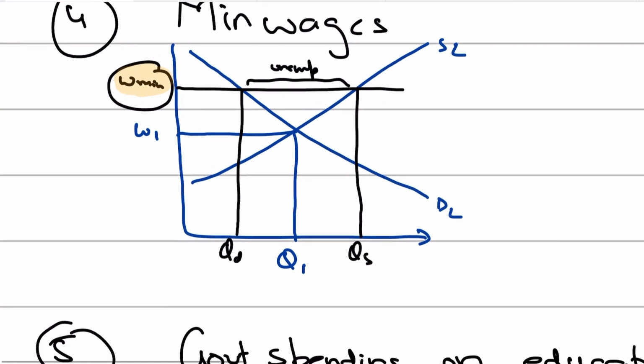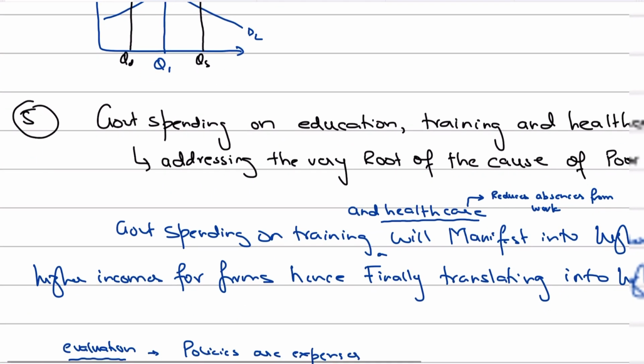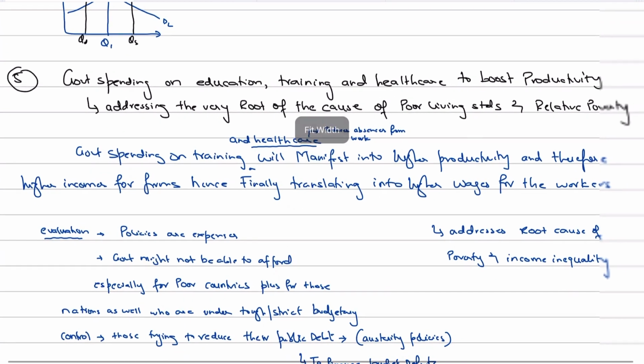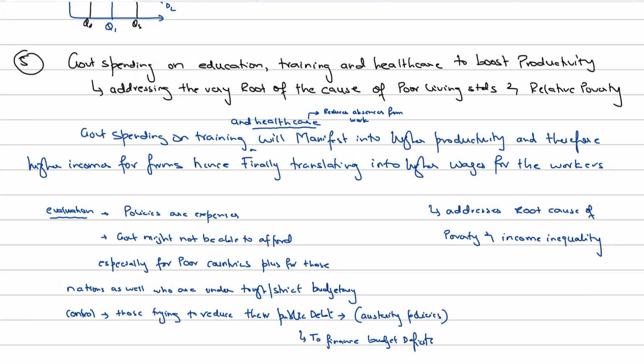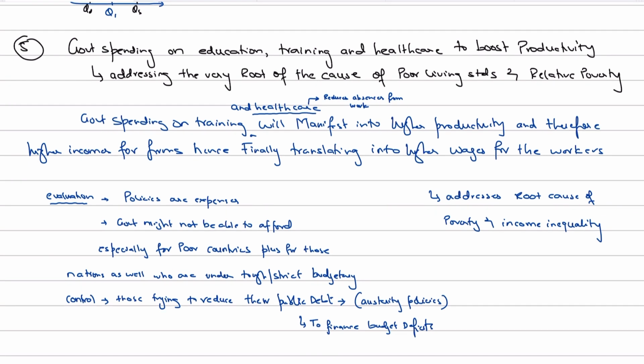Now, another thing that you could mention is that apart from just governments coming up with minimum wages and implementing taxation policies, adjusting taxes and bringing out progressive taxes and reducing regressive taxes, the government could also target the root cause of inequality of incomes and wealth, and that is the problems regarding education, healthcare, and training levels. So the government could start spending more on education, training, and healthcare to boost the productivity of the workers, and in this way, it is addressing the very root cause of the poor people who have poor living standards and are living in relative poverty.